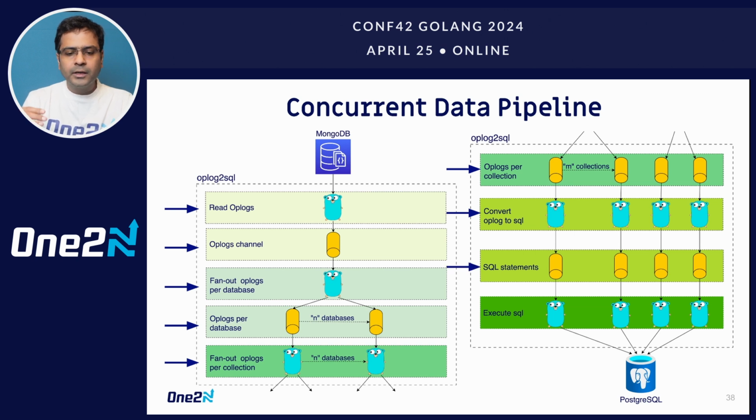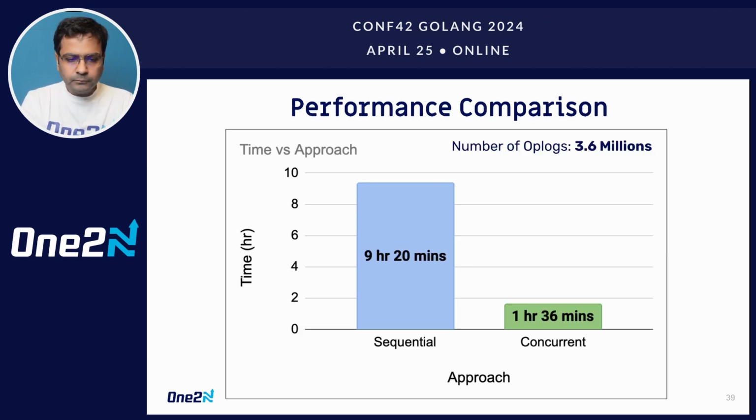Each of them creates SQL statements. Each of them pushes these SQL statements into another channel, which again has a SQL execution go routine, which will execute all these SQL statements onto Postgres. So essentially, when we run this program, we see that it runs in about 1 hour 36 minutes, right? For the same number of oplogs. So we had about 3.6 million oplogs. The sequential operation ran in 9 hour 20 minutes and the concurrent one ran in 1 hour 36 minutes.